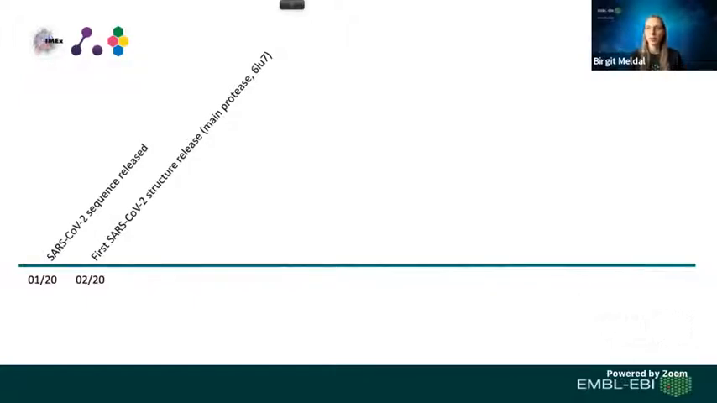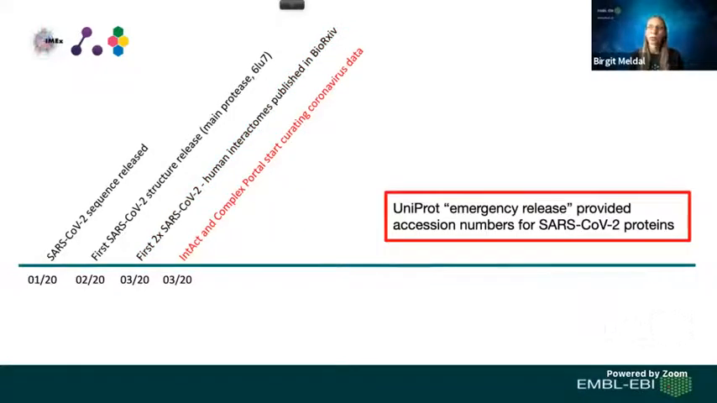access immediately. So the sequence was then January the 1st, structures were released in February. And by March, we had the first 2 SARS-CoV-2 human interactomes available. At that point, we just started working from home, and it was about the second week of working from home that both Intact and Complex Portal curators, in fact, all Imex curators started to curate coronavirus-related data.